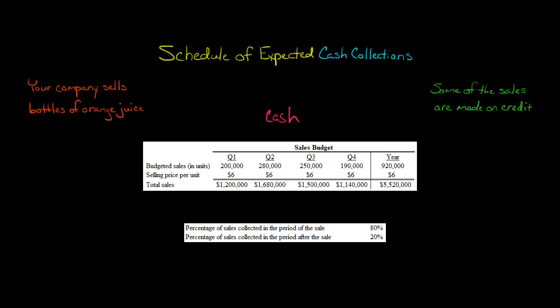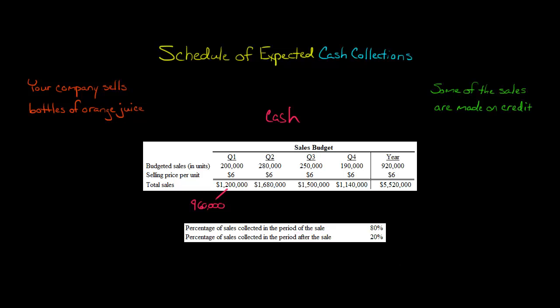So I'm going to make some assumptions here. I'm going to assume that in the period of the sale, so when you sell this 1.2 million in quarter 1, you would collect 80%. So 80% of that 1.2 million would be $960,000 in quarter 1.